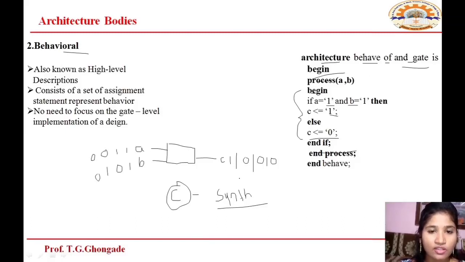So the synthesis tool is really smart software which understands your VHDL code and is actually responsible for converting your behavior and high level descriptions to gate level. That means first your VHDL code goes to the compiler, from the compiler it goes to the synthesis tool, and then the synthesis tool converts this type of behavior to gate level implementation. So this is all about the behavioral style of modeling.